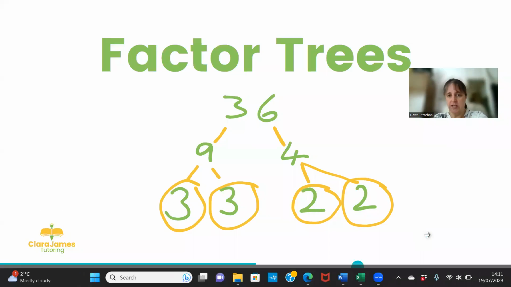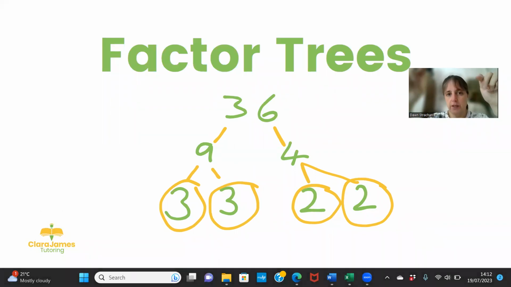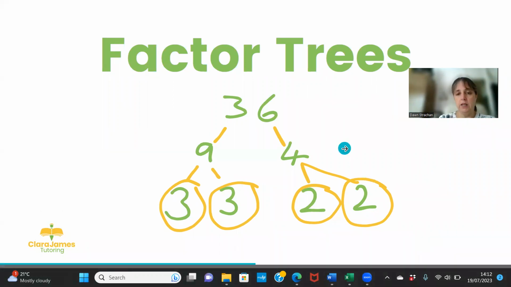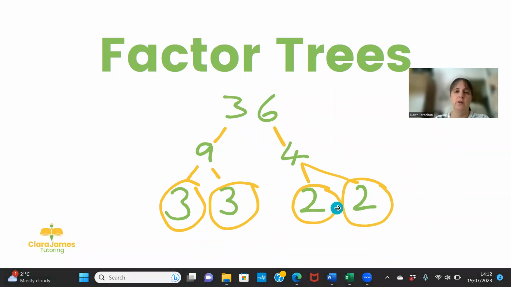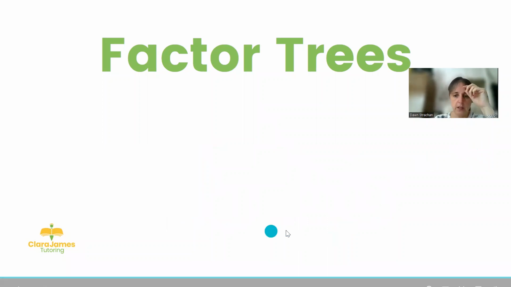Okay, so factor trees are basically what you would use to break the main number down into its prime factors. And you would use this for finding the highest common factor or lowest common multiple of a number. So let me explain what I mean.